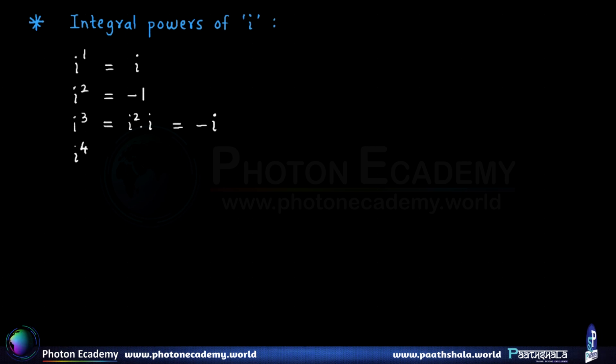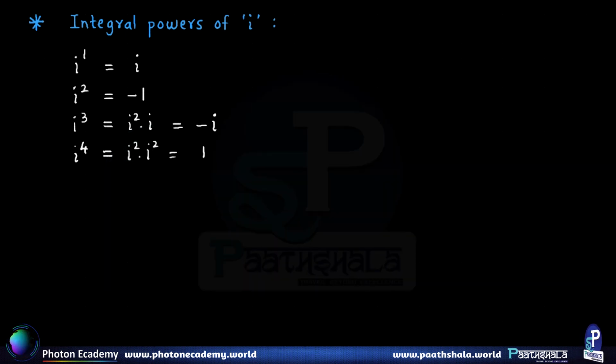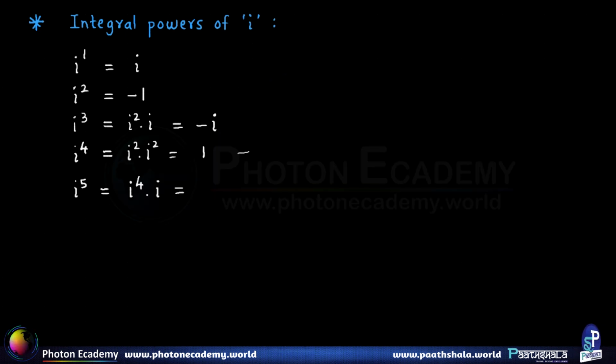Then we have i raised to 4, the fourth power. Now this you can visualize as i square into i square, which is nothing but minus 1 into minus 1, which makes it plus 1. Now if we consider the next power, that is i raised to 5, here we can take out the power i raised to 4 from it, so that only i remains, and since i raised to 4 is equal to 1, therefore i raised to 5 turns out to be ultimately i.